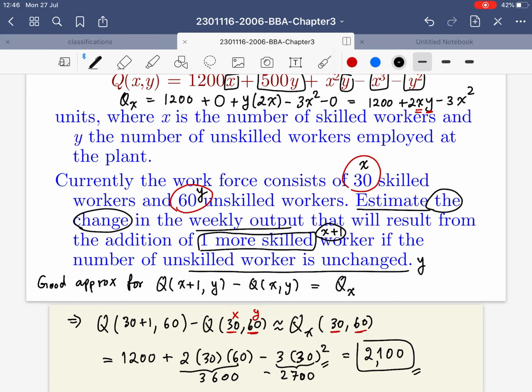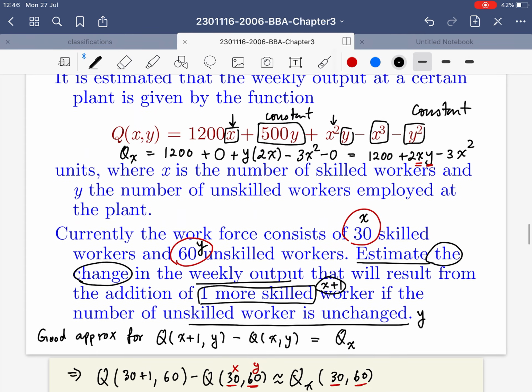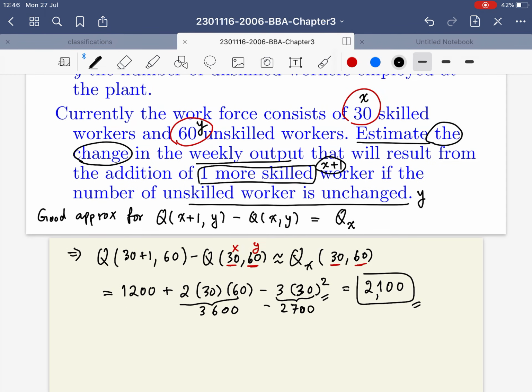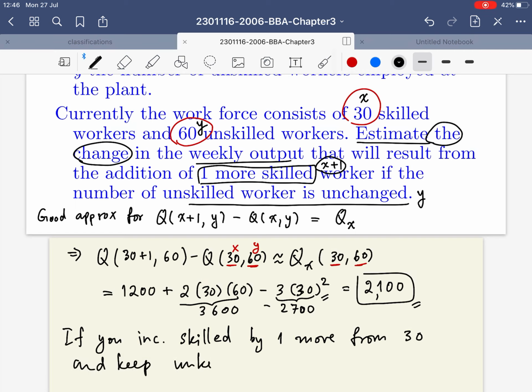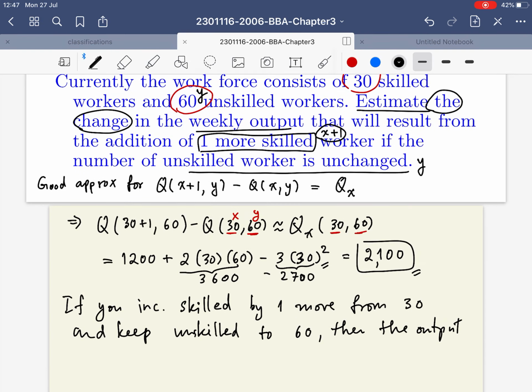So the change in weekly output: if you increase the skilled workers by one person, by one more from originally 30, and keep unskilled at 60, then the output will increase by about 2100 units.